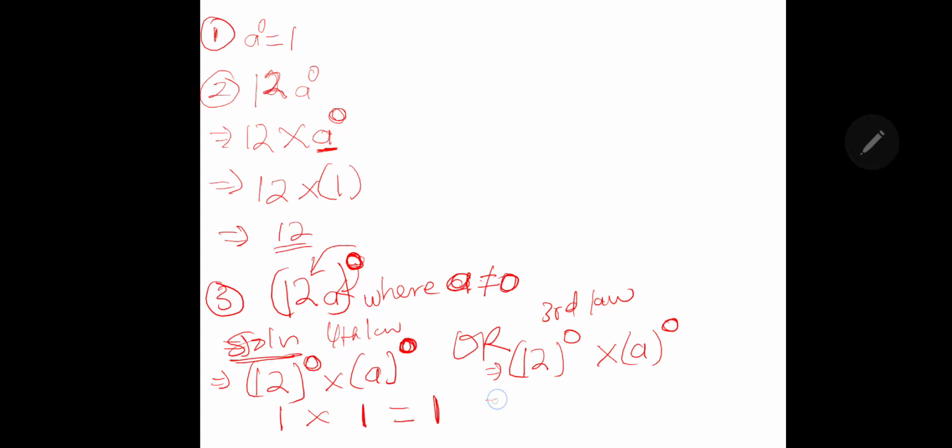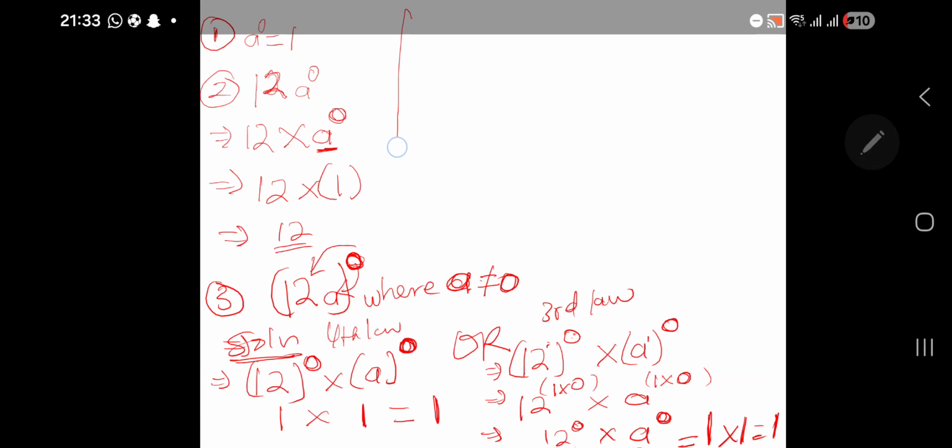Let's go. So third law, to raise a power to a power, you multiply their index. So what do you have? 12 to the power 1 times 0, times a to the power 1 times 0. So what do you have? 12 to the power 0 times a to the power 0. From the fourth law, any non-zero number raised to the power 0 is equal to what? 1. So 1 times 1, which will still give us 1. Do you get the understanding? Okay.